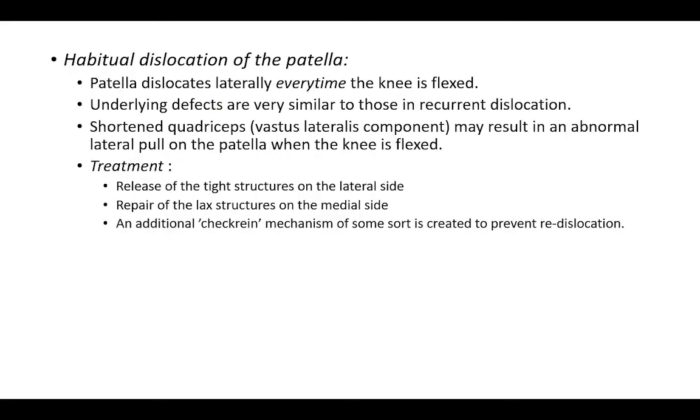A habitual dislocation of the patella means that the patella will dislocate laterally every time the knee is flexed. Underlying defects are very similar to those in recurrent dislocation. A shortened quadriceps may result in an abnormal lateral pull of the patella with the knee flexed. The treatment is again release of the tight structures on the lateral side, repair of lax structures on the medial side, and an additional check-rein mechanism to prevent the redislocation.